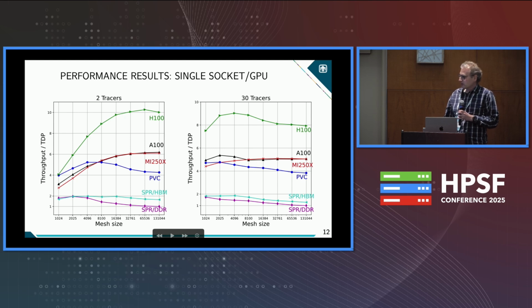Now moving to the right with 30 tracers, this changes a little bit because now we have enough work even for smaller meshes. So most architectures have peak performance for smaller meshes except MI250X, which is also still kind of monotonic, although much flatter.